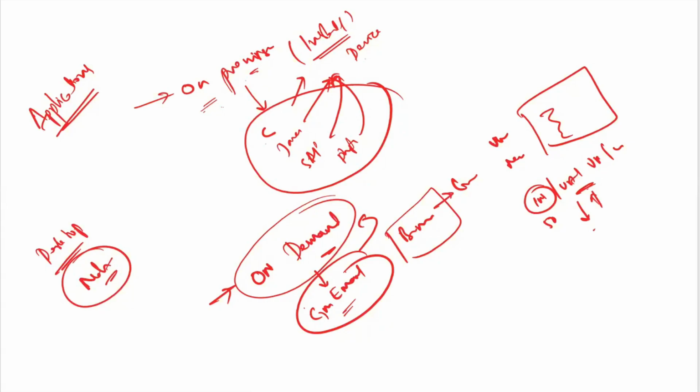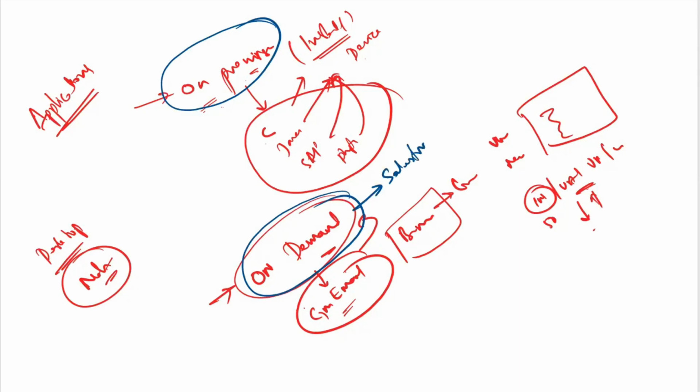So as of now in the market, we have two types of application. One is on premises, the second one is on demand. Got it. So Salesforce also falls under the on-demand type of applications. If you want to write a program in C, Java, SAP, or any software, you need to install. But when it comes to Salesforce, no need to install. With the help of a browser plus internet, you can access Salesforce.